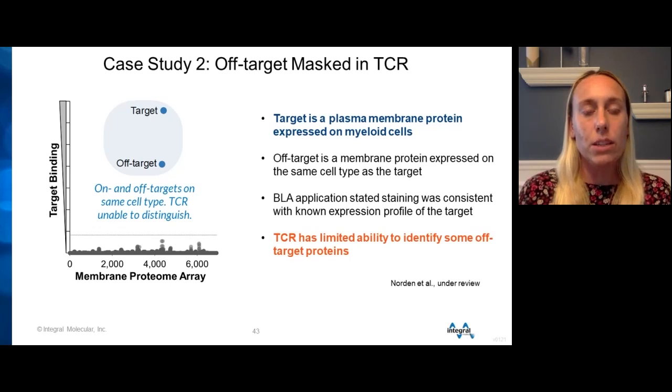In the second case study, the antibody targets a plasma membrane protein that is expressed on myeloid cells. The MPA correctly identified the target, but also identified an off-target. Here, the off-target is actually a membrane protein expressed on the same cell type as the target. The BLA application, to no surprise, stated that staining was consistent with the known expression profile of the target. So this is a great example where the TCR study really has a limited ability to identify some off-target proteins. The target and the off-target were expressed on the same cell type, and here it's basically impossible for the TCR to identify the off-target, I should say.